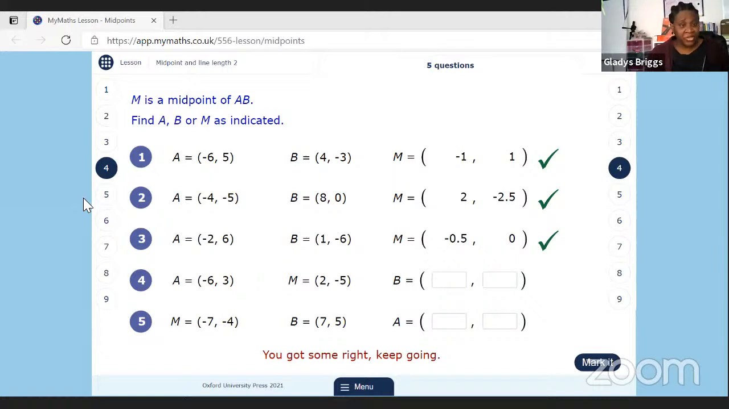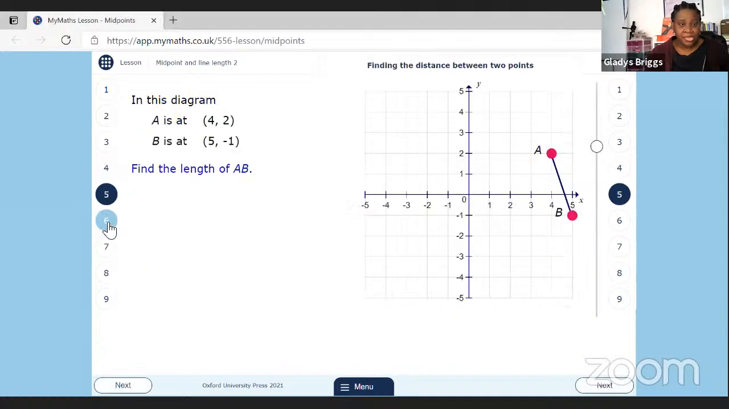So now we're going to have a look at how to calculate the length of a line segment. Let's go to slide 6. So, how to find the length of a line segment. You have this line here, and A is (4, 2) and B is (5, -1). So let's see the lesson.